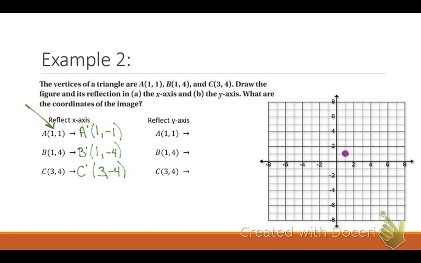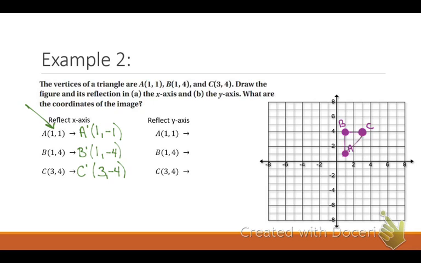Okay, I want you to do B and C for the original triangle. Go ahead and do B and C on the original. Okay, so did you go over 1, up 4? Do you guys have your point B there? Okay, what about for point C? Are you over 3, up 4? Yeah. All right, so now solid lines connect our original image, A, B to C.